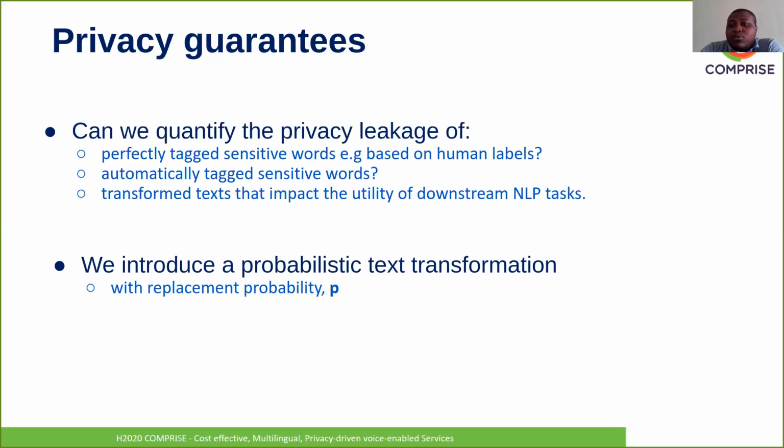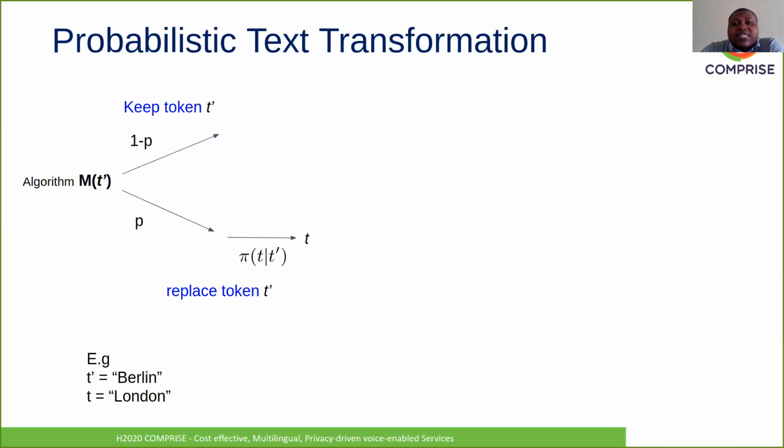where we have a replacement probability, and if we have an application where this can affect the utility, we can also lower the replacement probability and not replace all the words in the text. So our probabilistic text transformation is like this. We have an algorithm M that transforms a text, and with probability 1 minus P, we decide to keep the token. With probability P, we replace the token by another token. For example, we can replace Berlin by London.